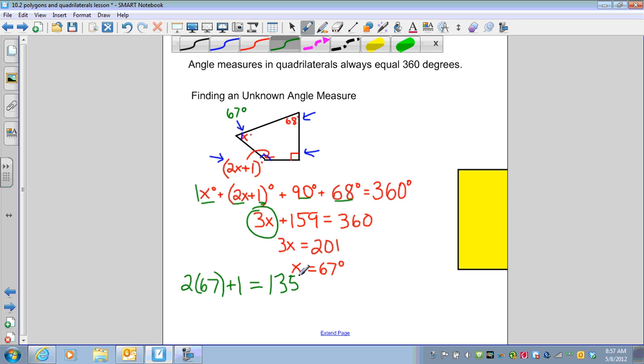And we should be able to go back now and add up all 4 of the angles and make sure that it's equal to 360. So use your calculator. 135 plus 67 plus 68 plus 90. And yes, it does equal 360. So that's how we can find the unknown angle measure in a quadrilateral.